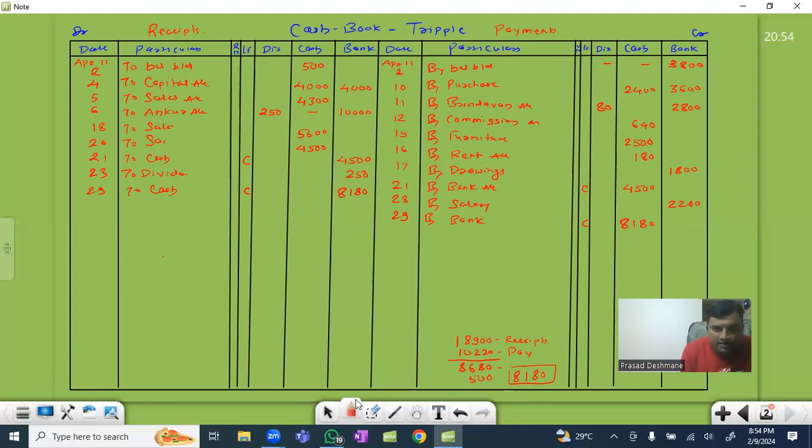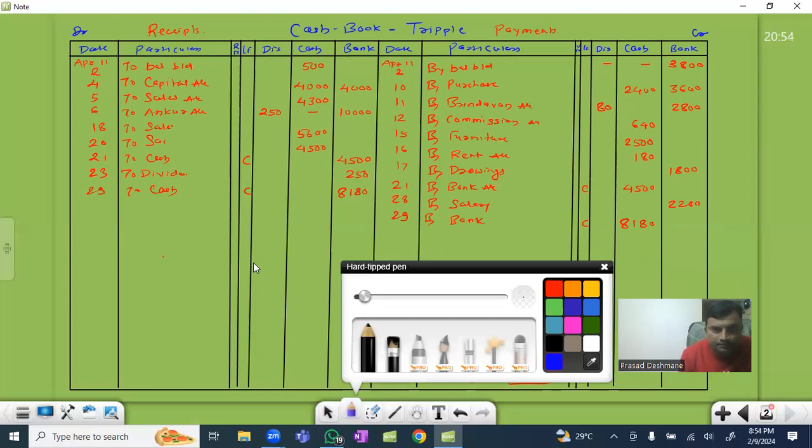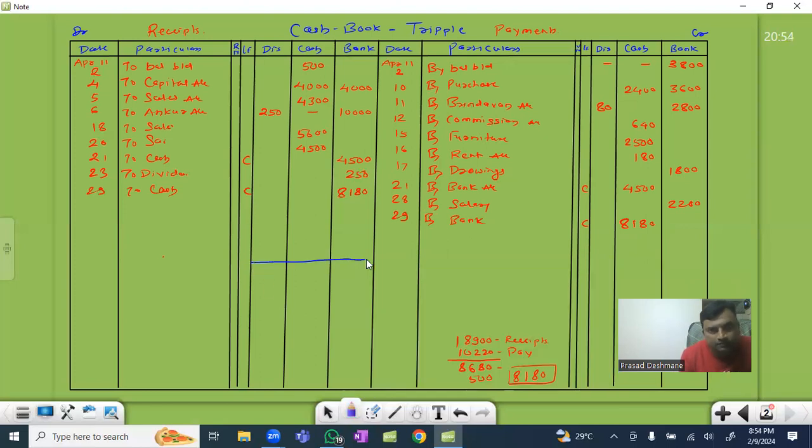So let's just change the color. Bottom two lines. Debit side discount is 250. This side is 80, discount credit. No carried down, no brought down, just make the total and leave it. Cash column, the total of the debit side is 18,900. The same total I put on the other side also, on the lesser side. And when I subtract all the information which I have on the credit side, I'll get the balancing figure, which is 500.